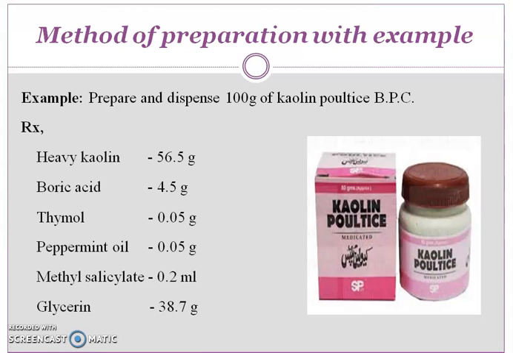It consists of 56.5 gram of heavy kaolin, 4.5 gram of boric acid, 0.05 gram thymol, 0.05 gram peppermint oil, 0.2 ml methyl salicylate, and 38.7 gram of glycerin. This is the basic formula for the preparation of kaolin poultice BPC.